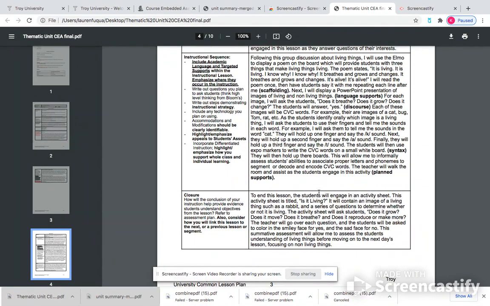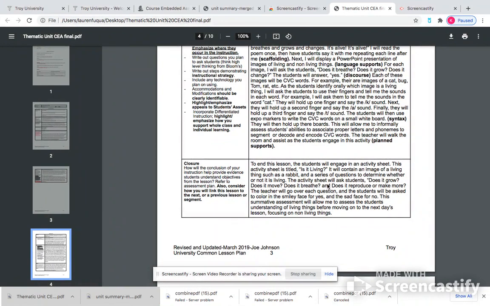Then I'll ask them to write these words. After they have segmented them, they'll use an expo marker and a small whiteboard to do so. This will allow me to assess their abilities to encode these CVC words. And as the students do this, the teacher will be walking the room and assisting.